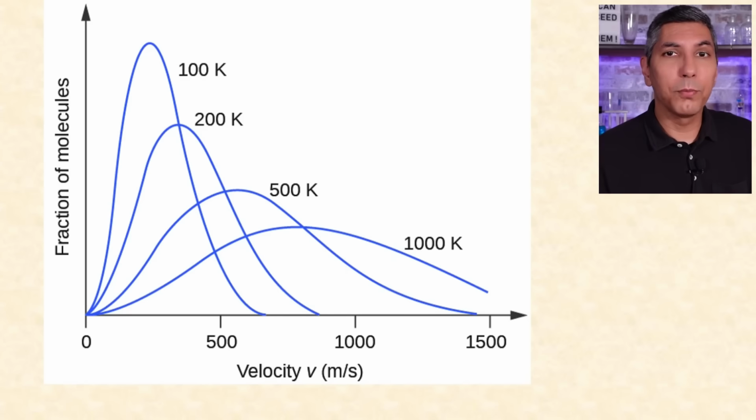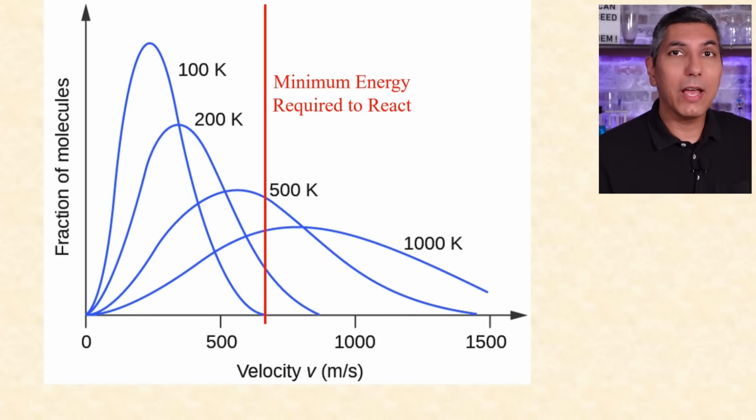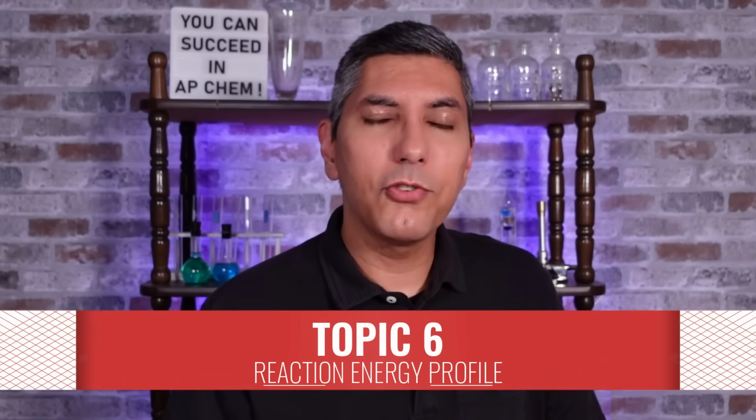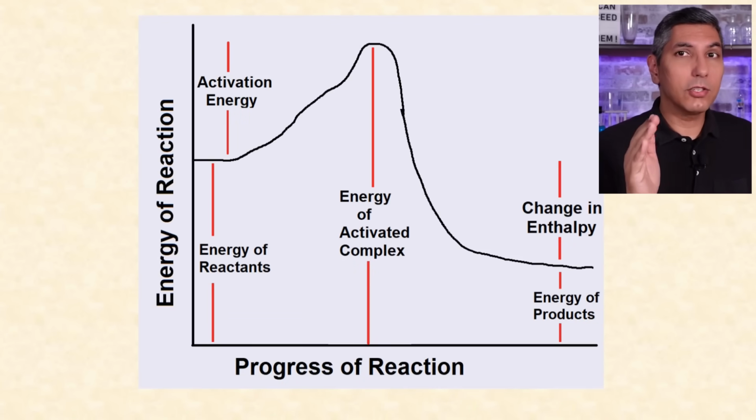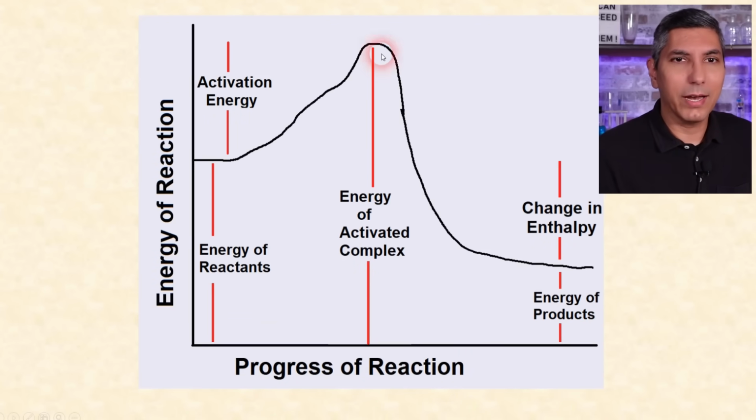The Maxwell-Boltzmann distribution shown here tells us that at higher temperatures, a greater fraction of the molecules will have at least the minimum amount of energy to react. We can draw a graph that represents the energy of a reaction as it progresses from reactants to the transition state, then on to the products.